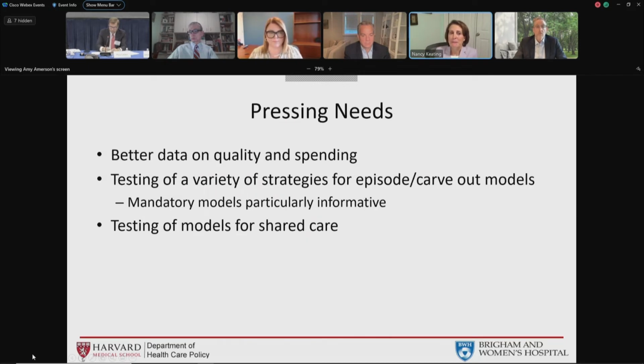Next slide. I'll just highlight a few pressing needs. I think we urgently need better data on quality and spending at the practice level.